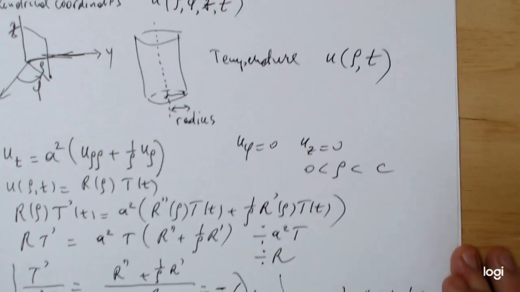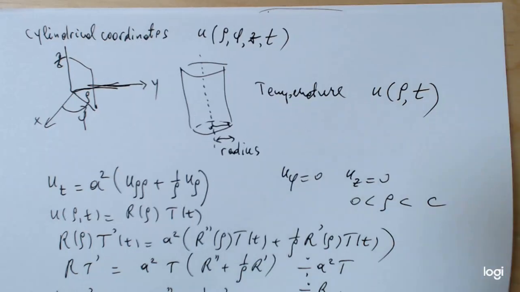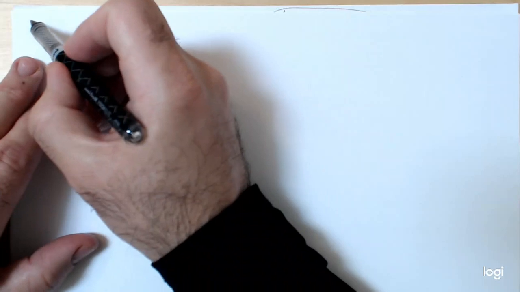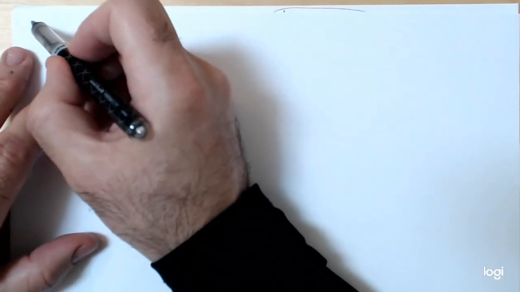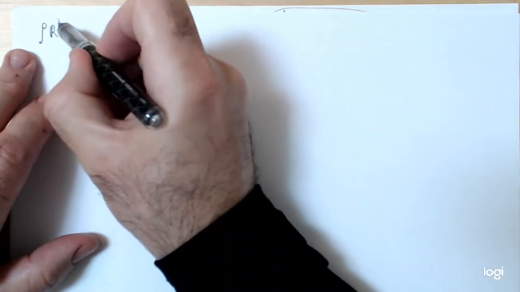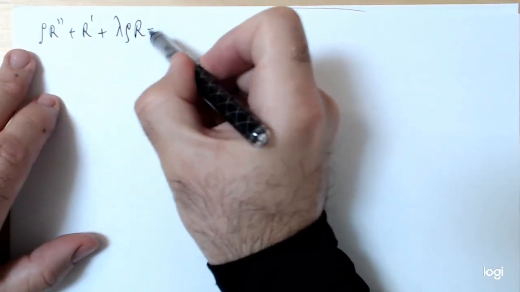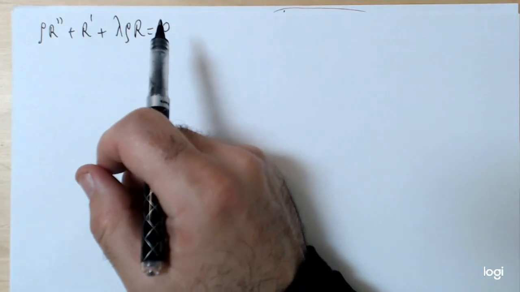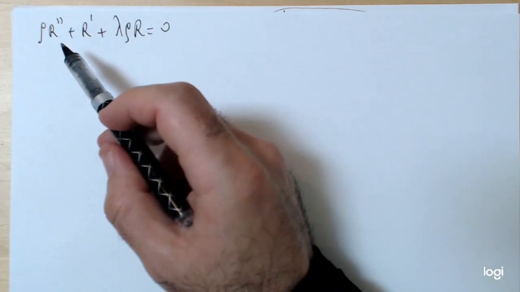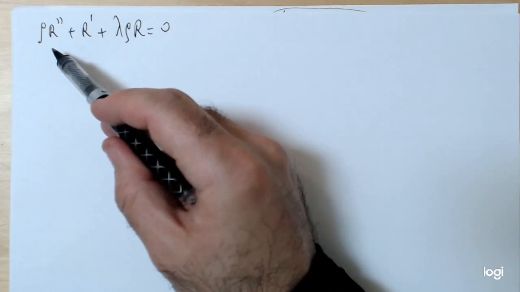Okay, so let's write it down on the next page. So in this method, the Sturm-Liouville problem will be coming from the ODE rho R double prime plus R prime plus lambda rho R equals 0. So this may not seem like a big deal, and you might actually think of it in terms of the Cauchy-Euler equation, but it's not the Cauchy-Euler equation.